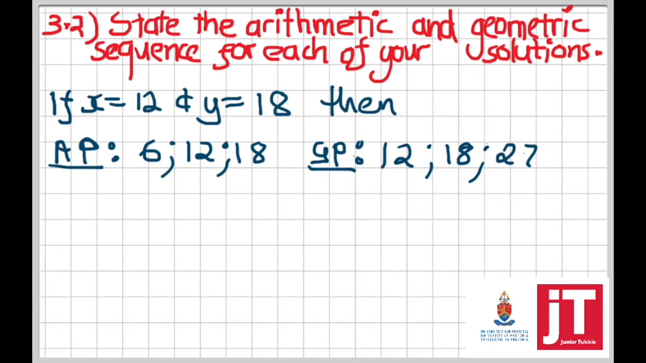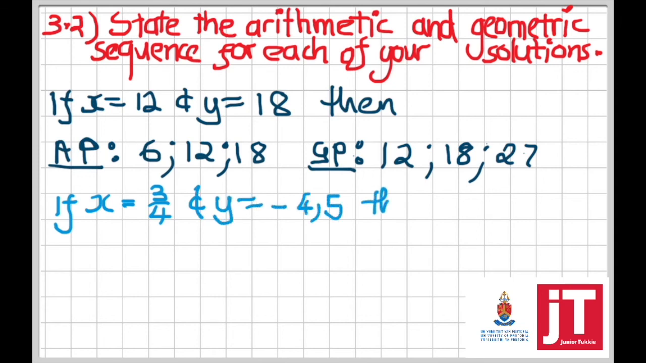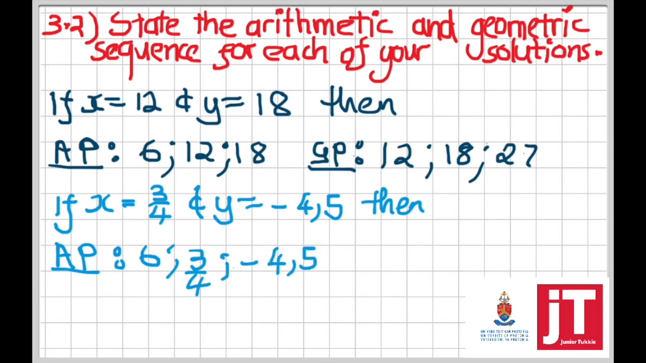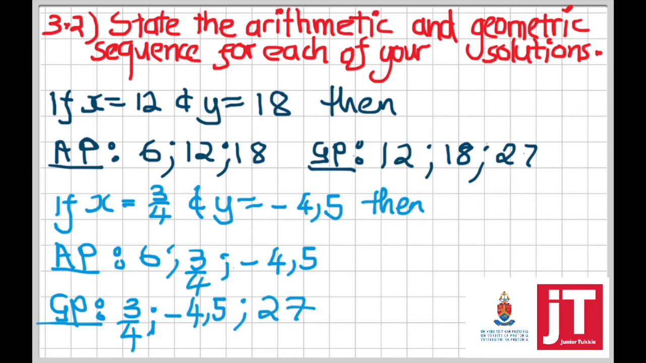Then we move on to the second part, where we're saying when x is equal to 3/4. So if x is equal to 3/4 and our y value is negative 4,5, we know that our AP, our arithmetic progression, will be made up of 6, then 3/4, and finally, we have negative 4,5 representing our y. Then for the geometric progression or geometric sequence, it will be 3/4, negative 4,5, and we have 27, making up the second geometric progression. Pretty much simple.